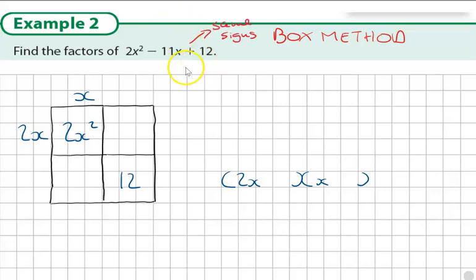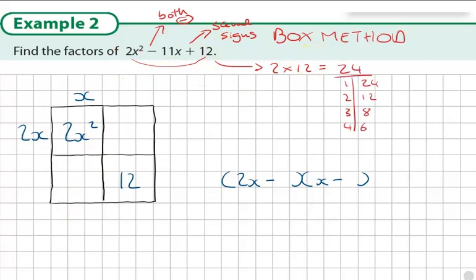This plus tells me the signs are the same. This minus tells me they're both minus. So I've got minus in both brackets. 2 times 12 gives me 24. And these are the factors of 24. So I need to choose one of these factor pairs, and they will both be minus, and they have to end up giving me minus 11x. So I go with 3 and 8, because minus 3x minus 8x is minus 11x.